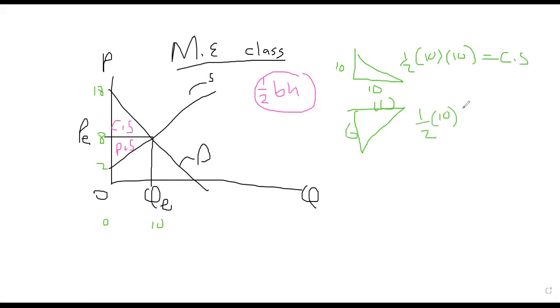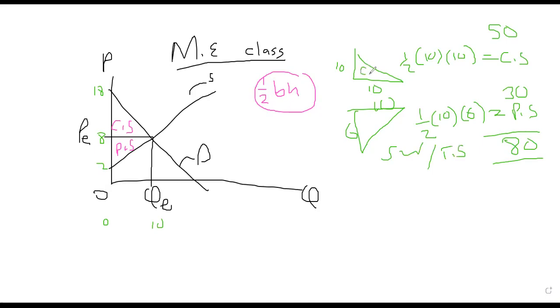We're going to have our producer surplus. So this is 50. This is 60 divided by 2, which is 30. The total that we're going to have is called our social welfare, which is 80. The social welfare is also called the total surplus. It's simply the addition of the consumer surplus and the producer surplus.